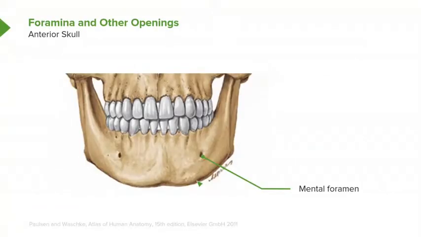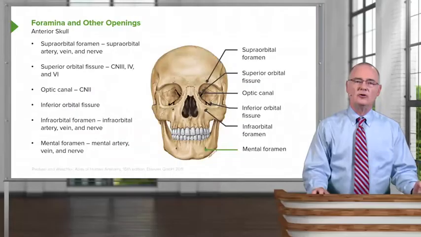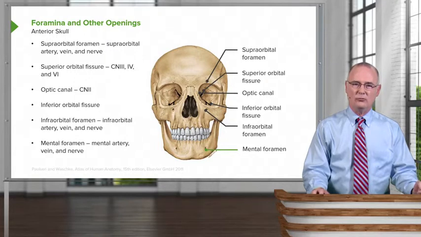And then lastly, we have this foramen in the anterior lateral mandible, and this is referred to as the mental foramen. It transmits the mental artery, vein, and nerve, those particular neurovascular structures.